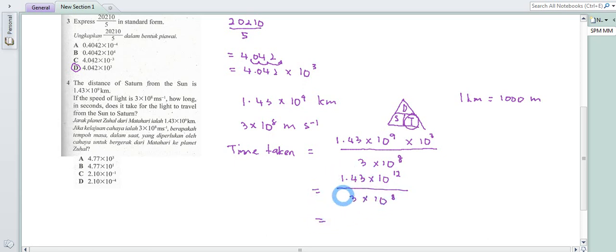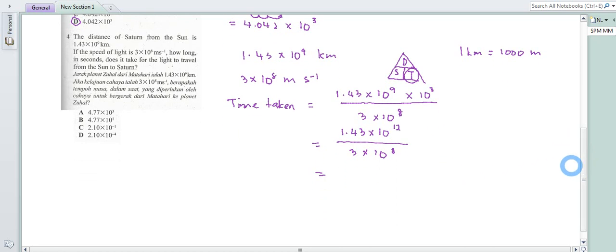This one you just key in your calculator. You should be able to get, let me check, 4.77 times 10 power 3. Okay, correct. So the answer should be A. So this one, if you want to do it this way also can. You can actually do it like this also.